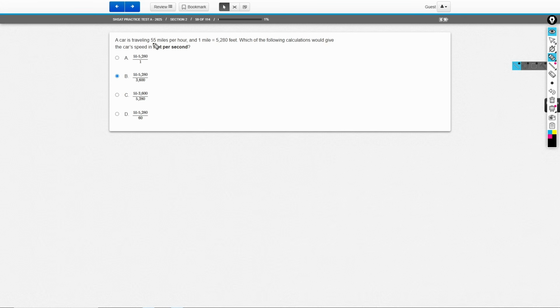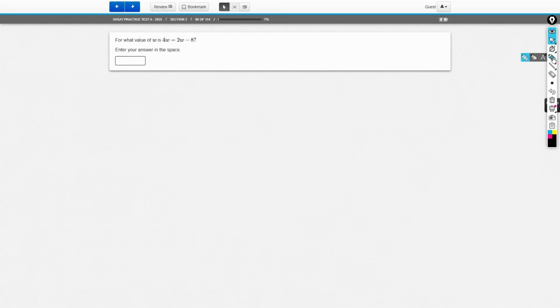But either way, if you wanted to think about it like this, we know we have 55 miles over 1 hour. We know 55 miles, if we just multiply that by 5,280, we get feet. And if we multiply an hour by 3,600 seconds, we get seconds, and then we get feet over seconds. So that's going to be the correct answer either way. All right, moving on to the next question.